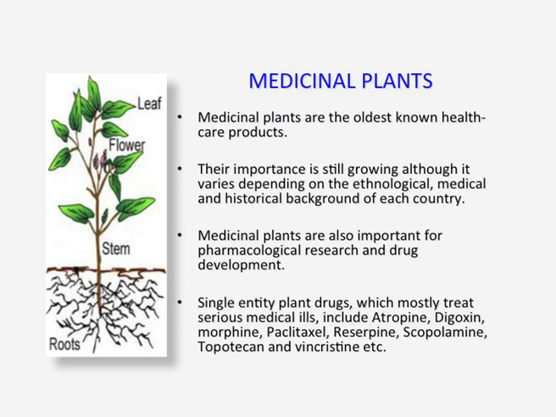Medicinal plants are the oldest known healthcare products. Their importance is still growing, although it varies depending on the ethnological, medical and historical background of each country. Medicinal plants are also important for pharmacological research and drug development. Single entity plant drugs which mostly treat serious medical ills include atropine, digoxin, morphine, reserpine, scopolamine and vincristine, etc.